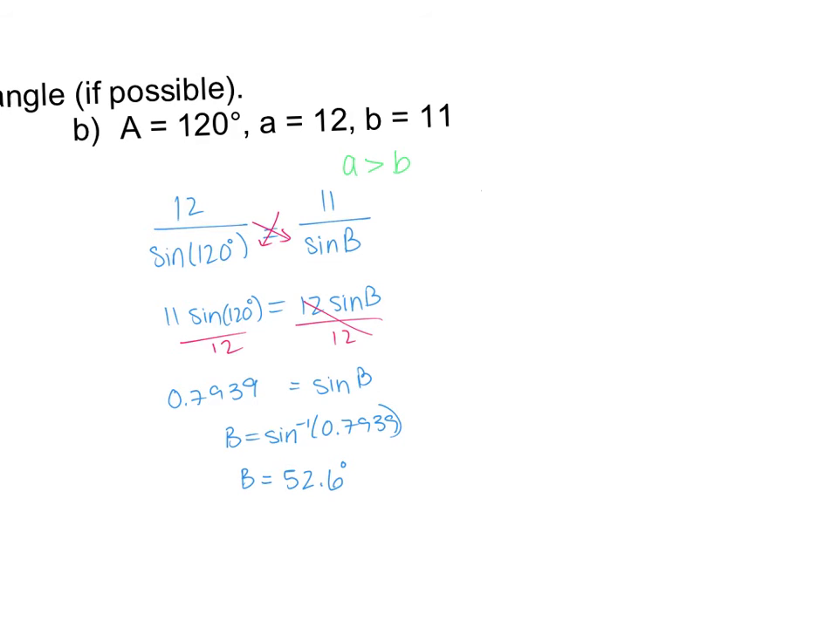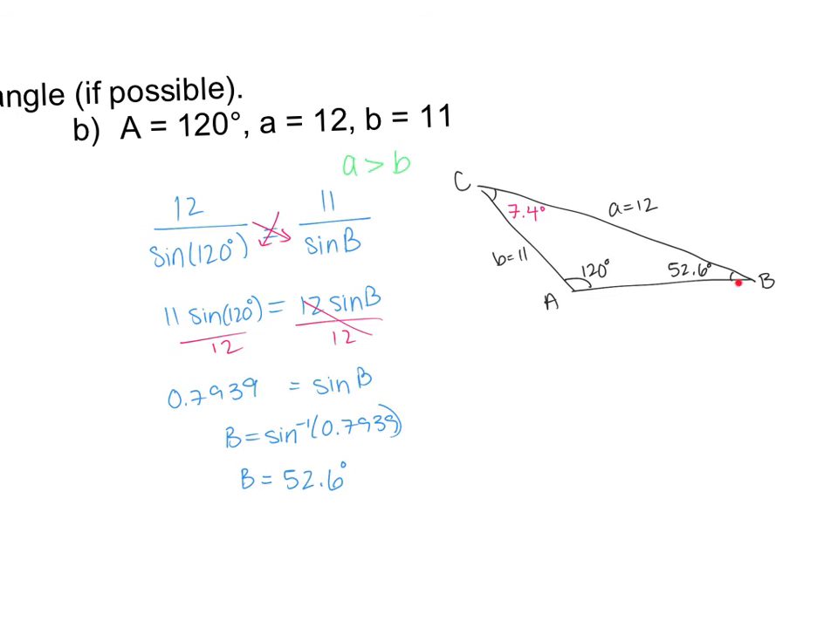Let me draw the picture here. You have this obtuse angle A with 120 degrees, and opposite is 12. B is right here, maybe that's 11, and the B angle we just found is 52.6 degrees. If I want to find angle C, I can just take 180 and subtract both of these. I'll do that quickly on the calculator. It gets me a really small angle, just 7.4 degrees.